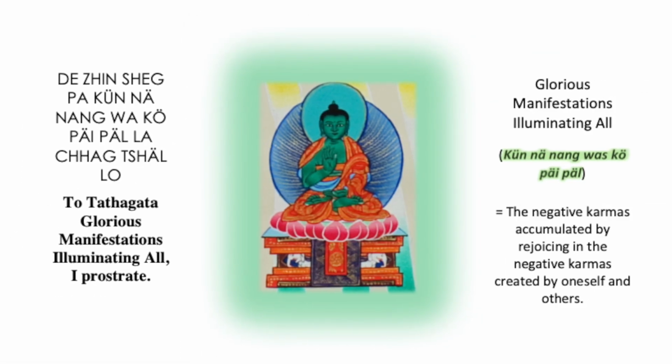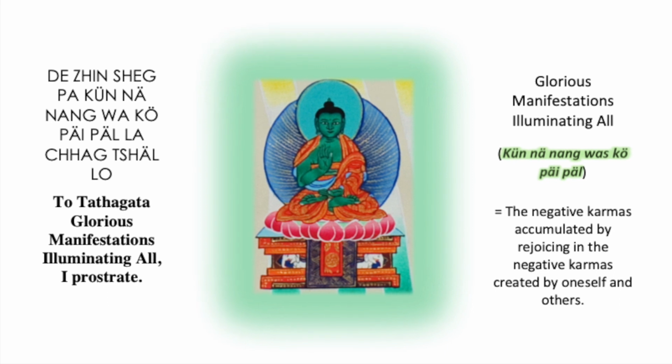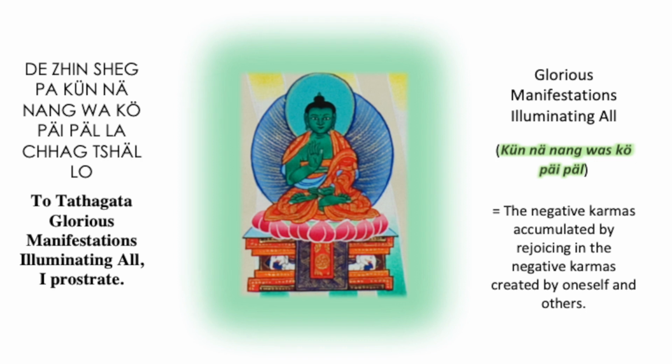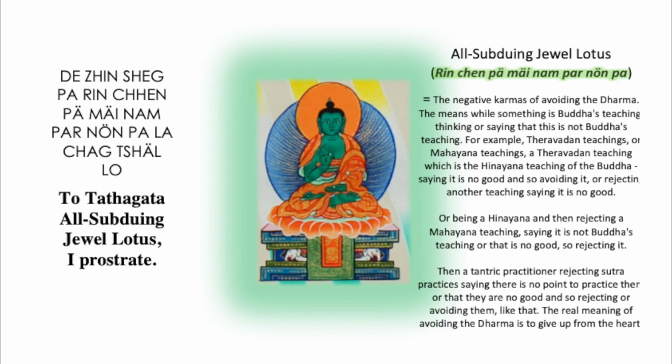To Tathagata, Glorious Manifestations illuminating all, I prostrate. To Tathagata, All Subduing Jewel Lotus, I prostrate.